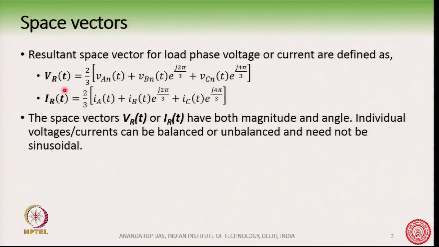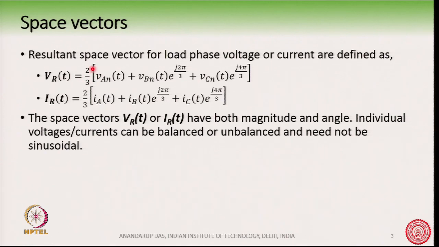Basically, e to the power j 2 pi by 3 corresponds to the B phase axis, and e to the power j 4 pi by 3 corresponds to the C phase axis. So, we define the resultant space vector as the instantaneous magnitudes along the three phases, phase A, phase B, phase C, multiplied by the rotation of the axis, into one single phase. This is what defines the space vector.